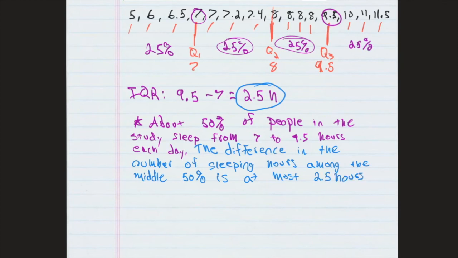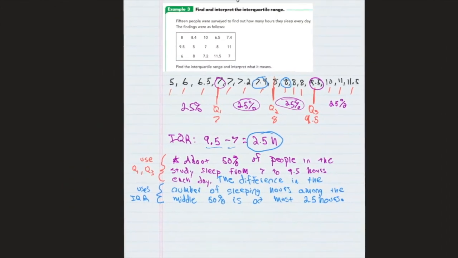And we say at most because if I look at my data, these two people, right, 7.4 and 8, okay, those two people are in the middle 50%, but their range is 0.6, right? It's much shorter. So at most is the highest, subtracting the smallest, right? Or 9.5 minus 7. Okay. So this in purple kind of tells us what Q1 and Q3 mean. Okay, and then this sentence here uses that interquartile range. But you combine both of them together, that's how you get your answer for interpreting the interquartile range.